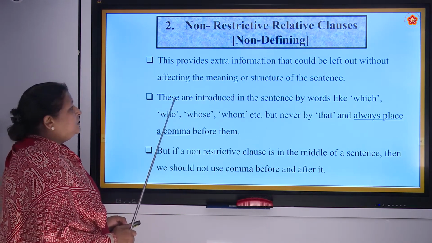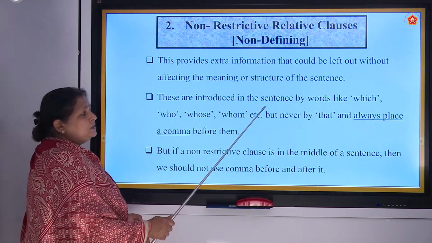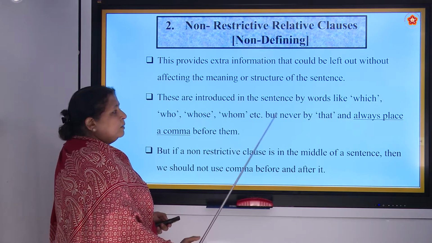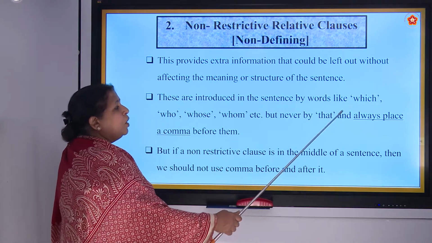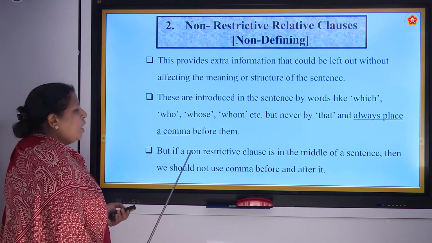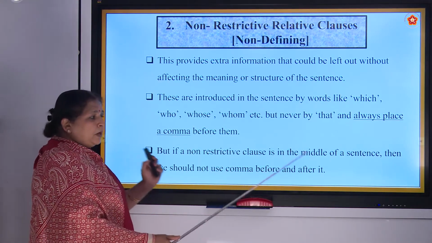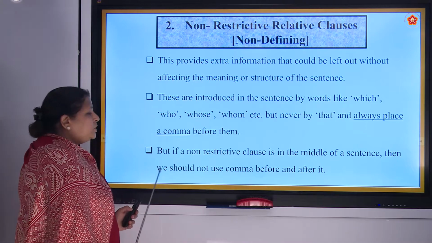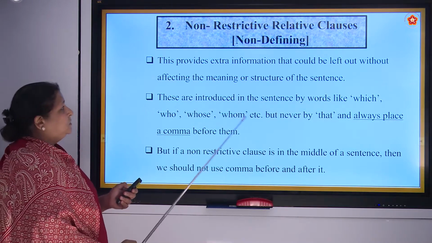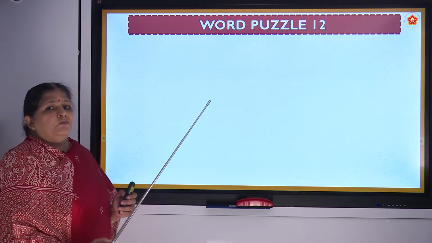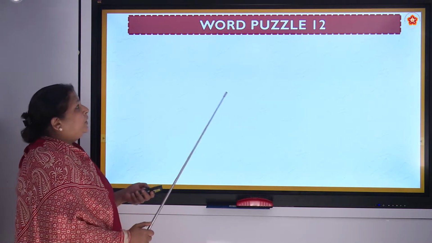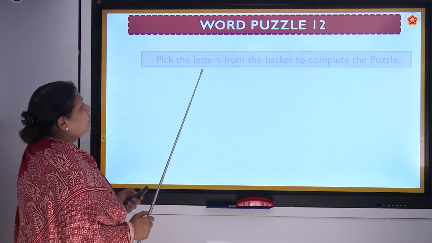These are introduced in the sentence by words like which, who, whose, whom, etc., but never by that, and always place a comma before them. But if a non-restrictive clause is in the middle of the sentence, then we should not use a comma before and after it. Understood? Yes. The first time it will be difficult for you to understand, but read the points again so that you will understand properly. Now we will see the answers to the word puzzle game.